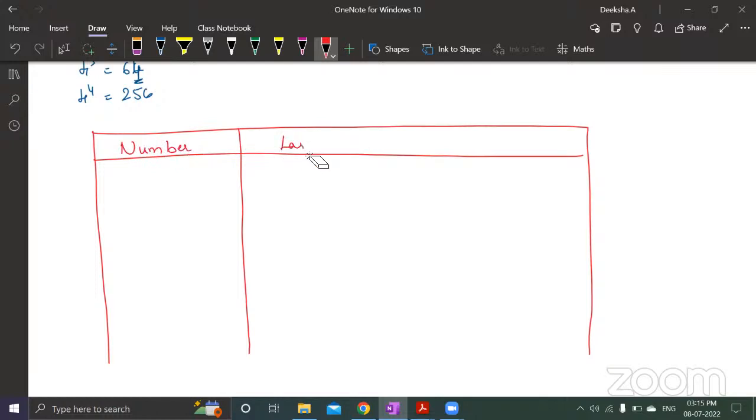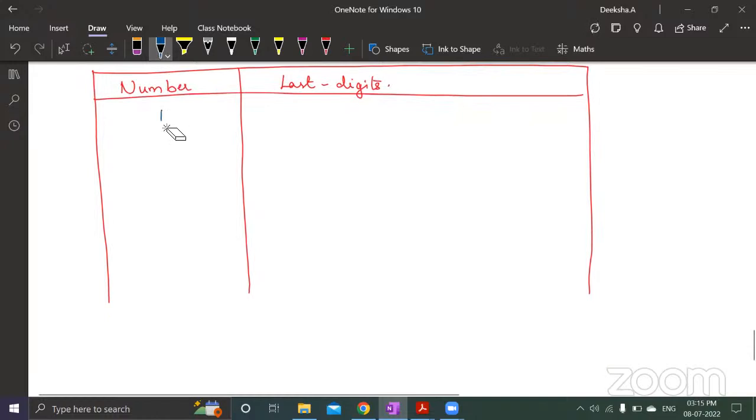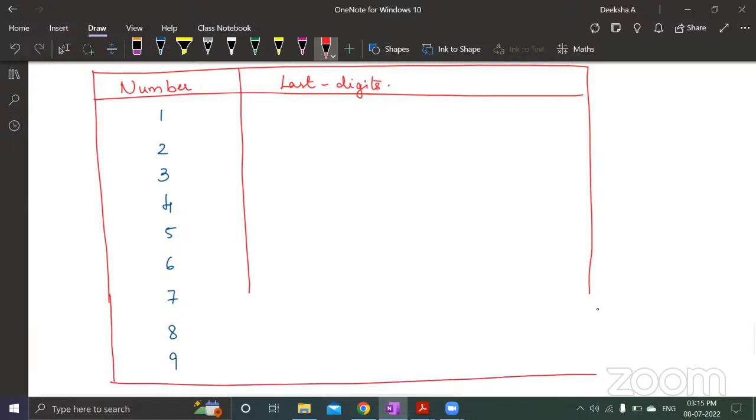Here I'm writing the last digits that these numbers' powers get. Okay, so what is the first one? If you have number 1, I'll write all the numbers 1, 2, 3, 4, 5, 6, 7, 8, 9. Now, once you know the concept, if you have observed, we have not written those last digits lists for all the numbers. We're going to write it directly here.